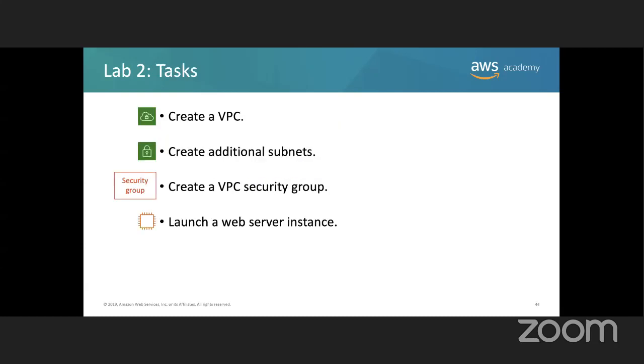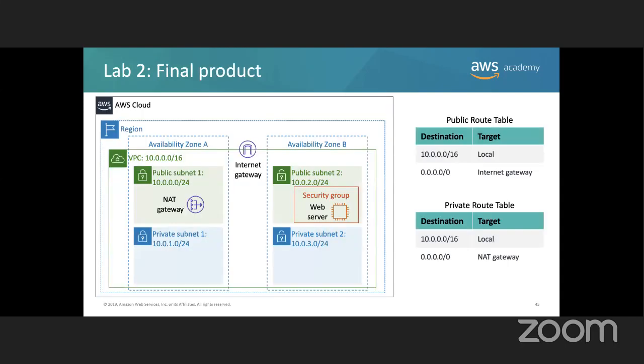So the tasks are: create a VPC, create additional subnets, create a VPC security group, and launch a web server instance. Now the final product is going to be this one. It looks a little weird, but it's not. We have availability zone A and B inside that region. And then inside the VPC, you have one public subnet 1 and private subnet 1, and public subnet 2 and private subnet 2.